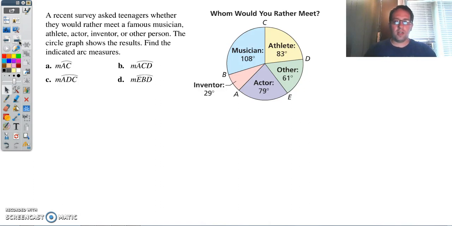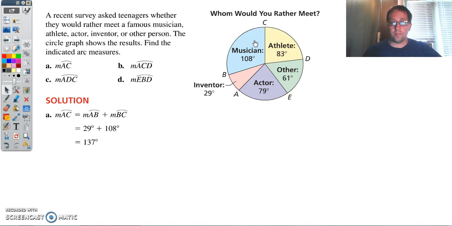Okay, so here we got a situation. A recent survey asked teenagers whether they would rather meet a famous musician, athlete, actor, inventor, or someone else. The graph shows our results. So we need to find the indicated arc measures. So the measure of arc AC, so A is here, C is there. So here we have AB, which is 29 degrees, BC is 108 degrees, and so we just add those up and we get 137 degrees. Next, ACD. Well, we know AC already.